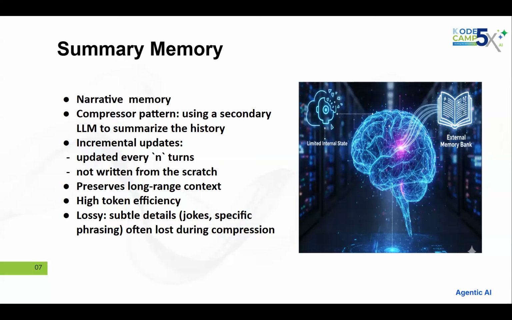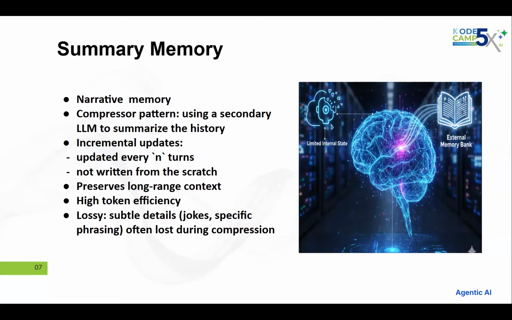It uses much more tokens to capture the same information than summary memory. However, buffer memory is more detailed. So the disadvantage of summary memory is that it's lossy, right? It does not capture nuances, subtle details, because it's a summary. When you summarize, you lose some information. That's the trade-off for using less storage space.